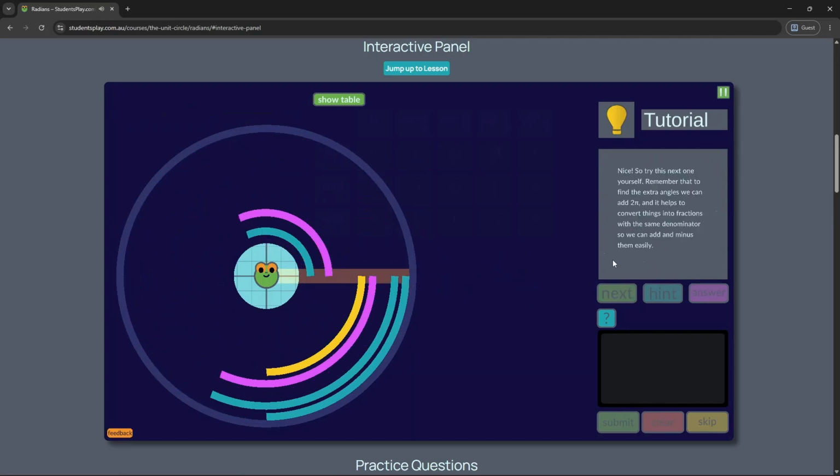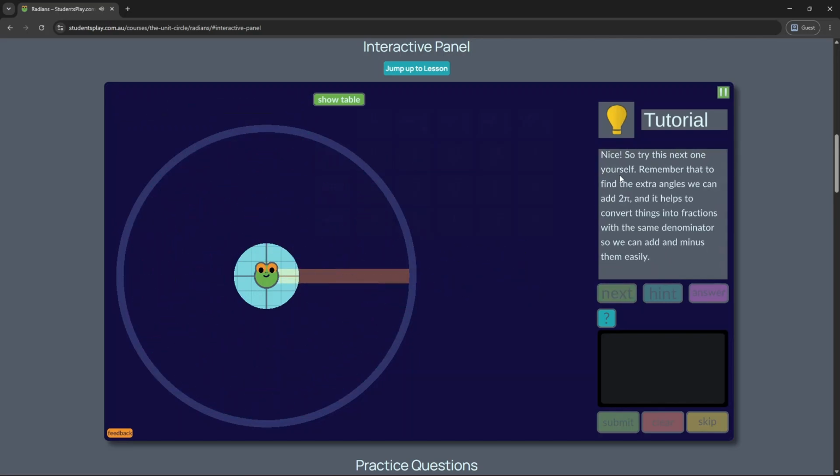Nice. So try this next one yourself. Remember that to find the extra angles, we can add 2 pi, and it helps to convert things into fractions with the same denominator, so we can add and minus them easily. So you can change the 5 into being something that has the same fraction as whatever reference angle we're going to use. Okay, press next.